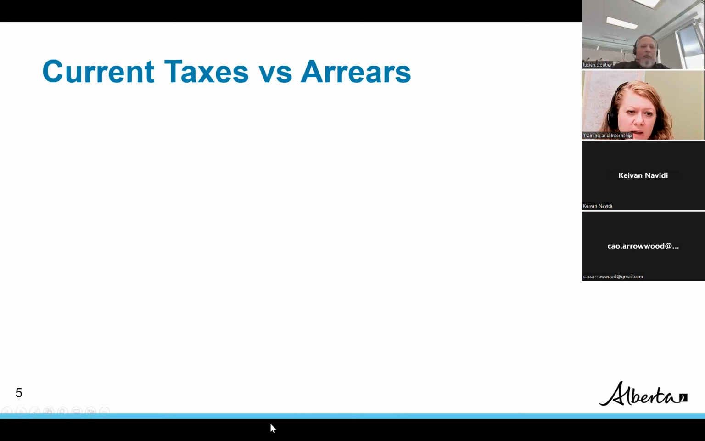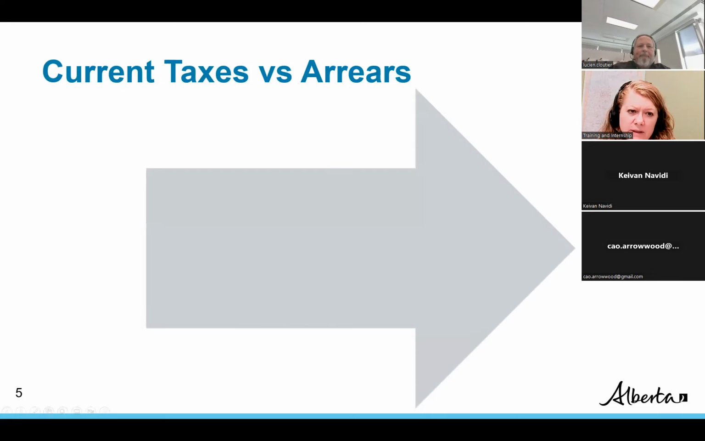All right, so when it comes to this division, as well as designated manufactured homes especially, it's important to know the difference between current taxes and taxes that are in arrears, as that's critical to understanding and applying the tax recovery provisions throughout the whole process. So what are current taxes? Simply put, they are taxes levied in the current year.